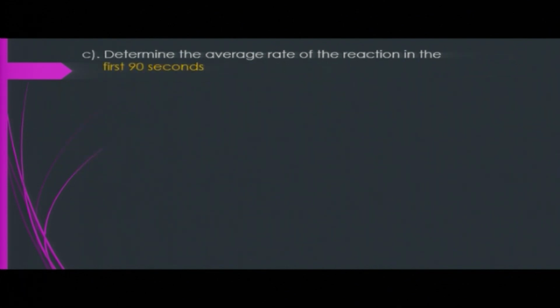Part C, the average rate in the first 90 seconds. You may think these questions are the same. No, they are not the same. They are different. The aim in here is for you to grasp the concept of the rate of a reaction. You can determine the rate of reaction at any moment within the reaction. And this is what we are looking through. Or you can determine the average rate of a reaction at any moment after the reaction has started occurring. So you can determine that.